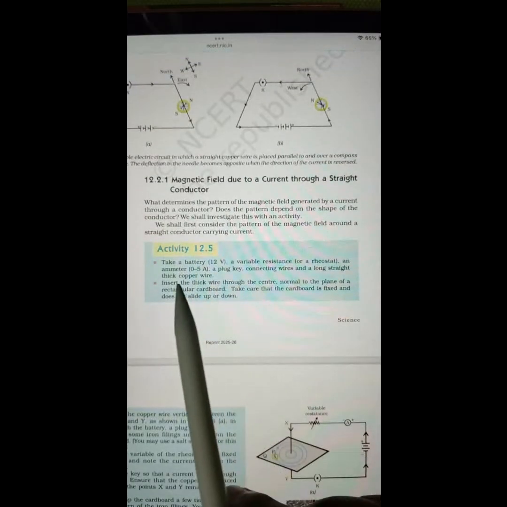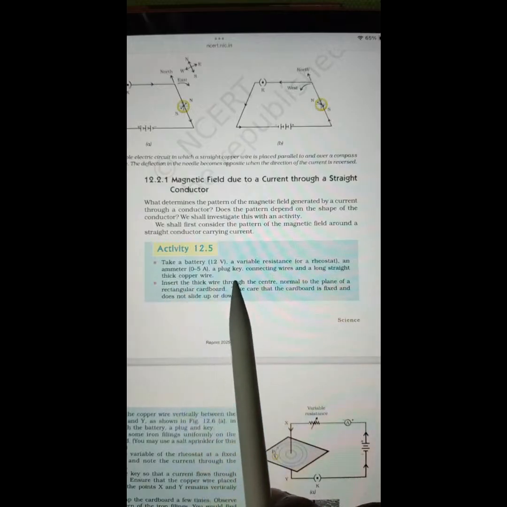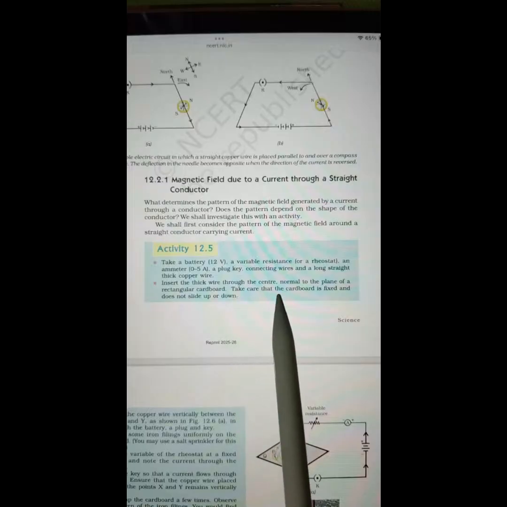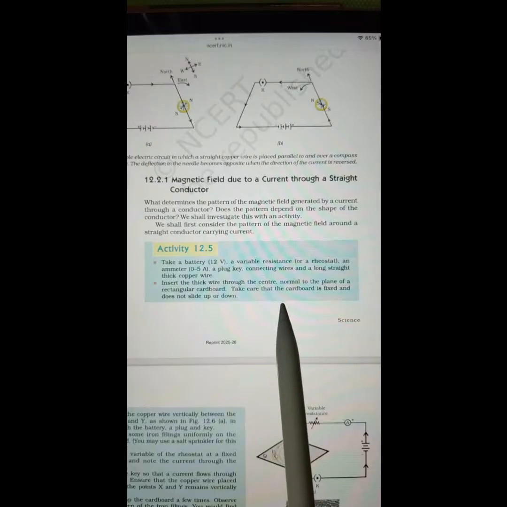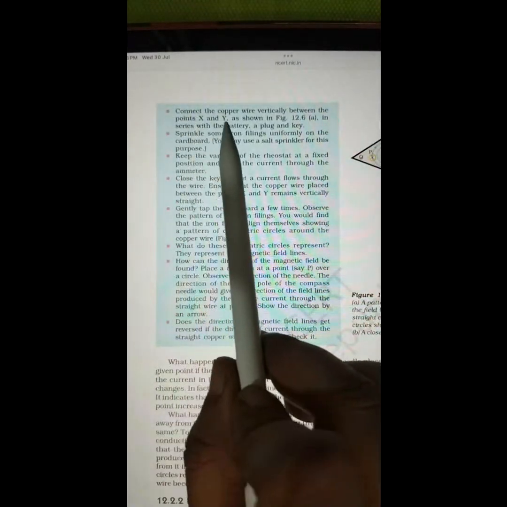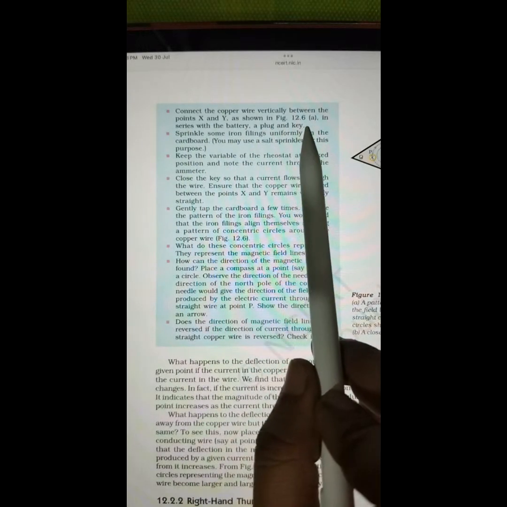Activity 12.5. Take a 12-volt battery, a variable resistance or a rheostat, an ammeter, a plug key, connecting wires, and a long straight thick copper wire. Insert the thick wire through the center, normal to the plane of a rectangular cardboard. Take care that the cardboard is fixed and does not slide up or down. Connect the copper wire vertically between the points X and Y as shown in figure 12.6a.